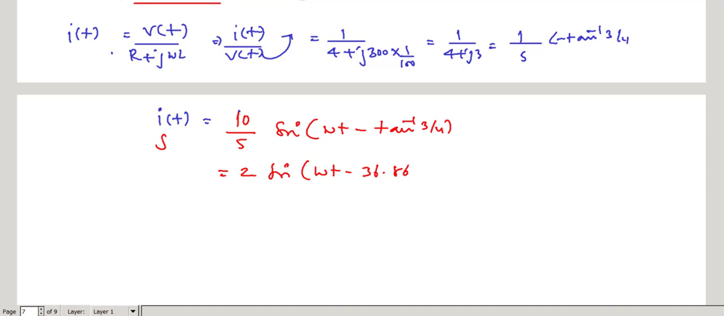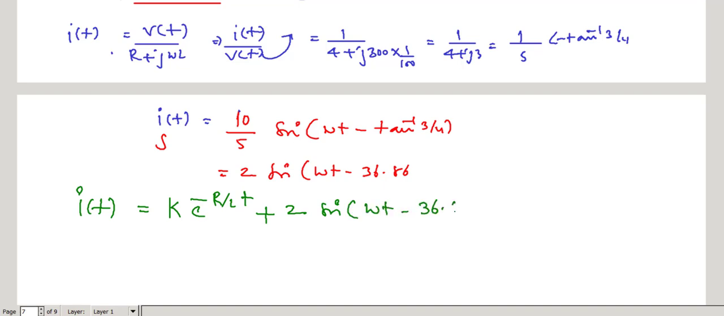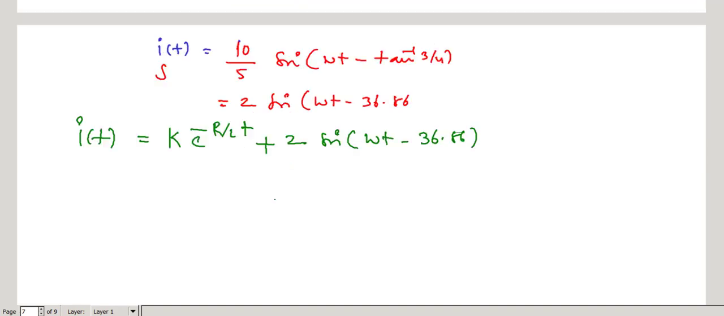Now I find the transient response. So total I of t equals transient, which is K e power minus R by L t, plus the steady state response 2 sin of omega t minus 36.86. Here I know that IL of 0 minus equals IL of 0 plus equals 0 amperes. Let me apply that here.